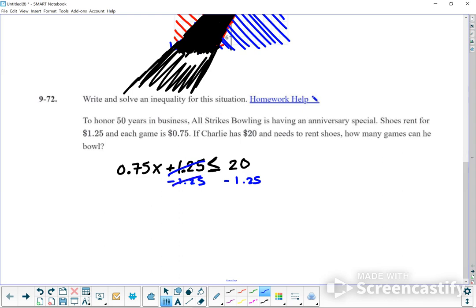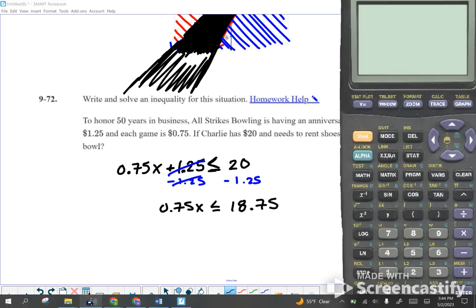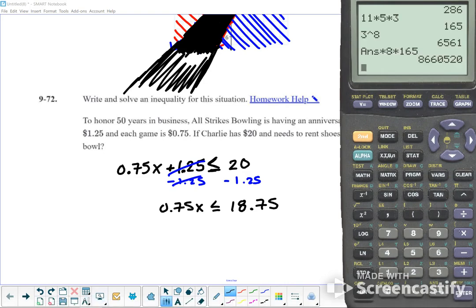You're going to get 0.75x less than or equal to $20 minus $1.25. $20 minus $1 is $19, and then minus 25 cents is $18.75. Right, and if you need a calculator, I got one here. So you can go 20 minus $1.25, and there it is, $18.75.